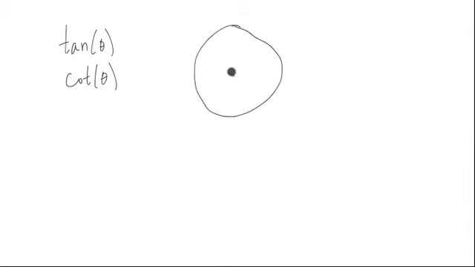The tangent represents the slope. So we'll start with tangent. It represents the slope of this line right here. It should be clear if we think of it as being sine over cosine or y over x. That's a slope, rise over run.